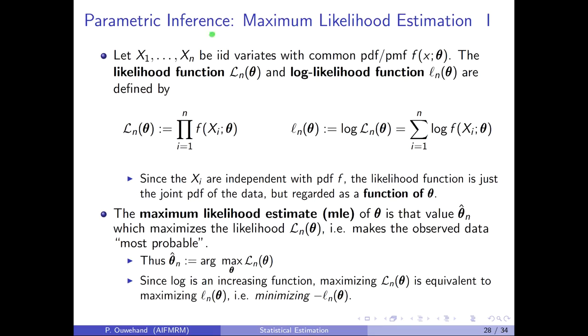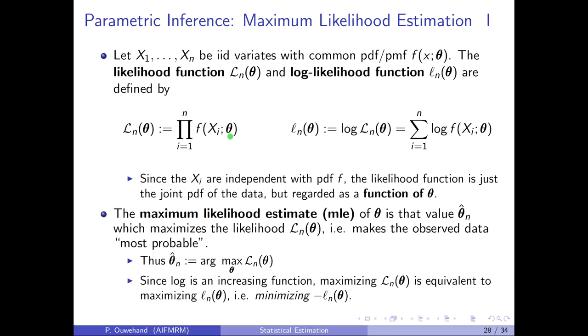Let's now consider maximum likelihood estimation, another method for estimating parameters from data. Suppose we're given independent identically distributed variates x1 up to xn, all with a common PDF or PMF f_θ(x). Then the likelihood function, capital L_n(θ), is defined as follows. It's simply the product of the density or mass function evaluated at the data points with the parameter θ.